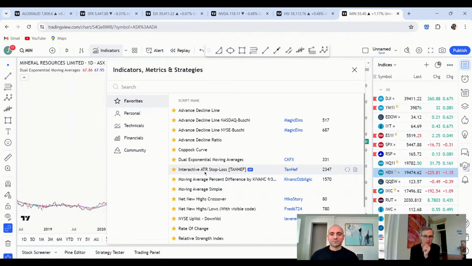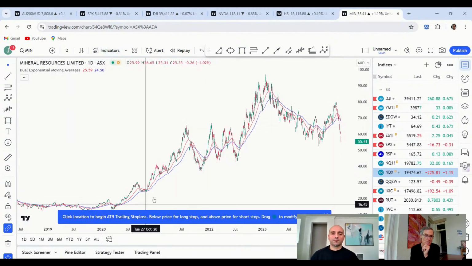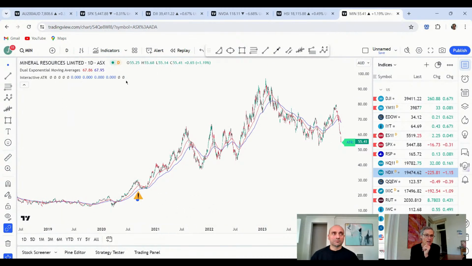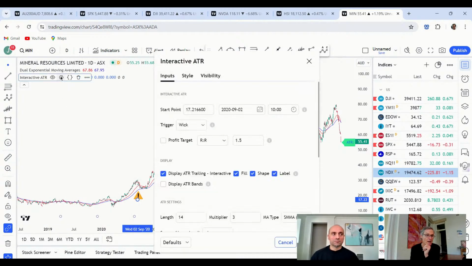Let me just see whether I can get an example of something first before we move on with an ATR stop. I'm just going to modify the parameters around this.